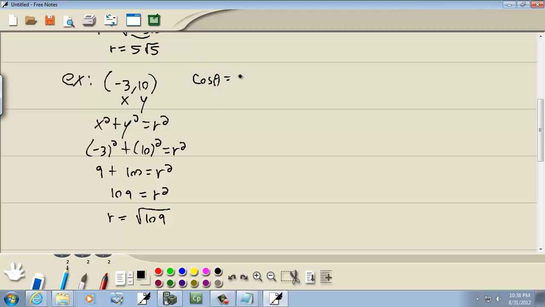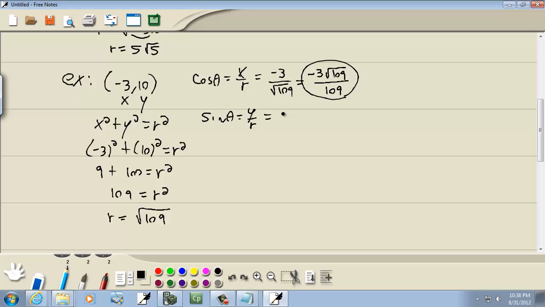Okay, so cosine theta is equal to x over r. X is -3. R is square root of 109. Can't have a square root downstairs, so multiply top and bottom by square root of 109. And we got -3 square root of 109 over 109. Now sine is equal to y over r. Y is 10. So 10 over square root of 109. Can't have a square root of 109 downstairs, so we multiply top and bottom by it. And we get 10 square root of 109 over 109.